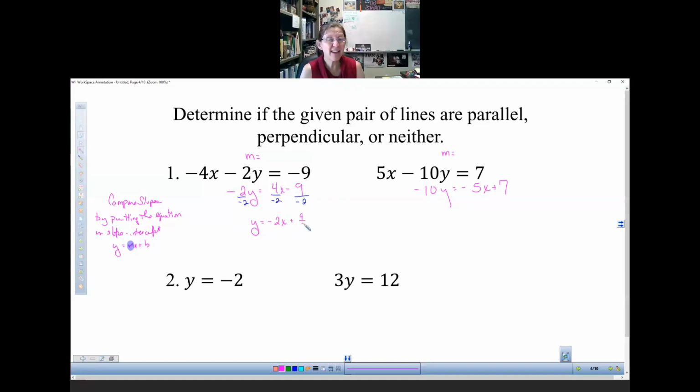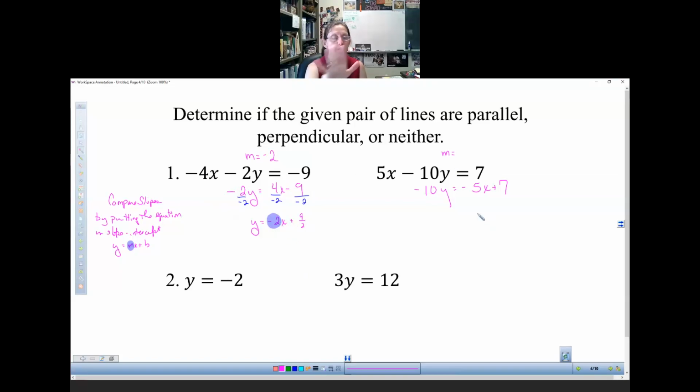Like I said, the 9/2 is really not my concern. My concern is this number attached to the x. And there is my slope. So my slope is -2. Okay? So if I do this one for y'all, let's see if you can do the second part.